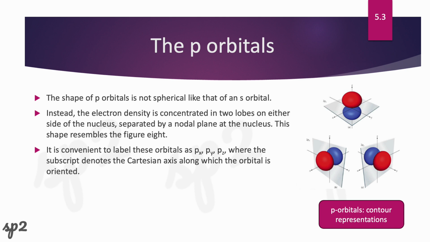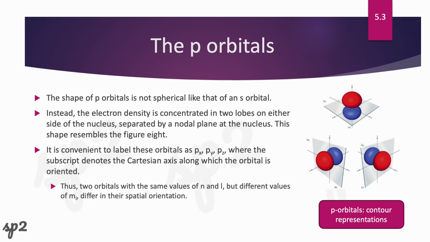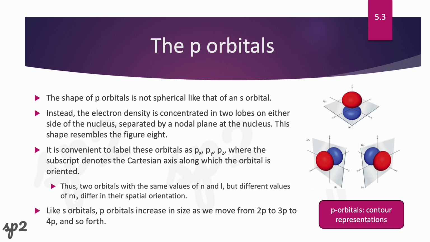And it's pretty convenient to use the x, y, and z in our Cartesian axes to label these three orbitals. For example, here is my pz, this is my px, and this one is py, right? Now, if I have two orbitals that have the same n and l, but different ml values, this just means that they have different spatial orientation. Lastly, like your s orbitals, for the p orbitals, as we get a bigger n value, let's say you go from 2p to 3p, or maybe to 4p, we're going to get bigger size for these orbitals, okay? Cool.